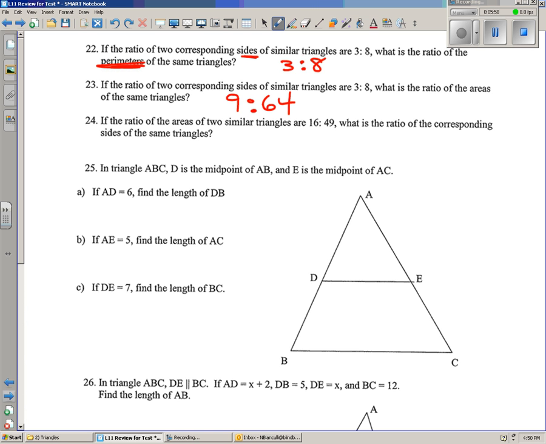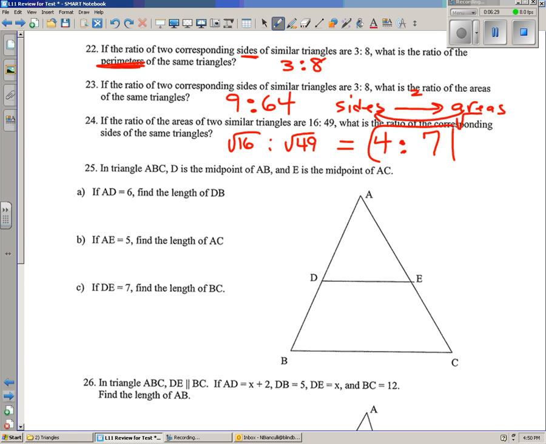Number 24 says if the ratio of the areas of two similar triangles is 16 to 49, what is the ratio of the corresponding sides? So from sides to areas, we squared the numbers. So if I want to go backwards, we take the square root. So the square root of 16 to the square root of 49 is going to be the answer. The square root of 16 is 4, and the square root of 49 is 7.